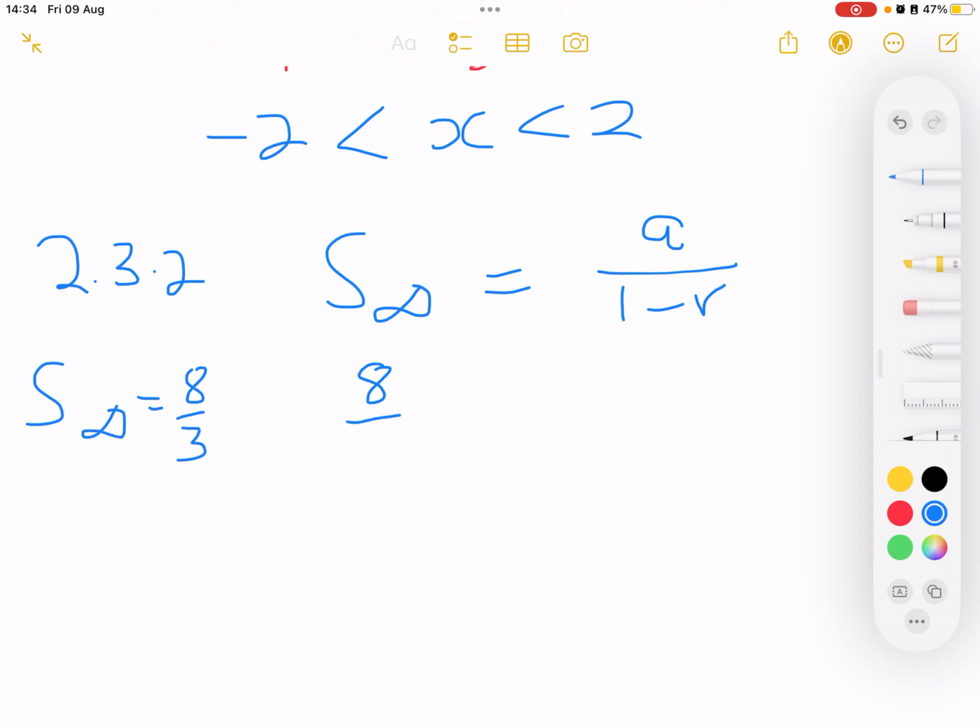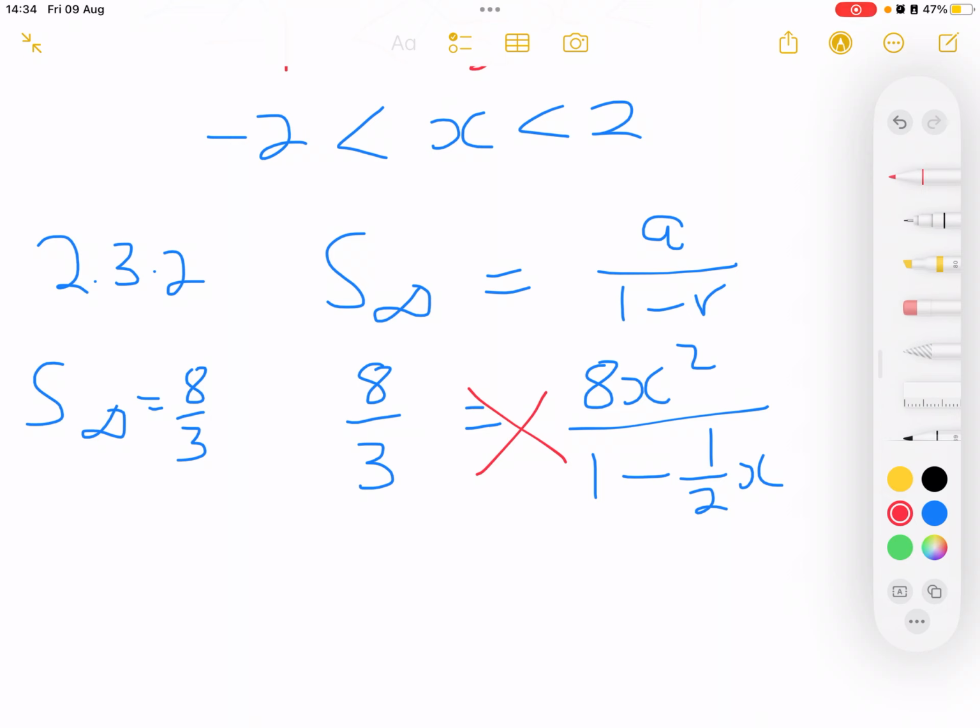So 8/3 is equal to 8x squared, that was our first term, over 1 minus half of x. Then we can simply cross multiply here. And when we cross multiply, we get that this is 8 times 1 is 8, and 8 times negative half of x is a negative 4x, which is equal to 8x squared times 3, we get 24x squared.